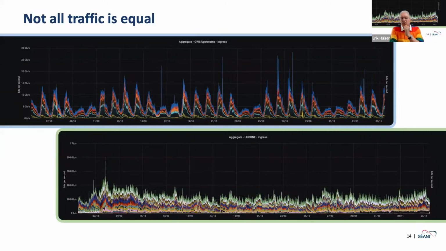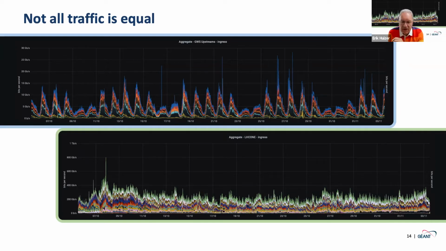At the bottom, we look at the LHC1 ingress to our network, and as you can see, there's no discernible pattern there. And on top of that, you have peaks that go all the way up to 800 gigabits per second.